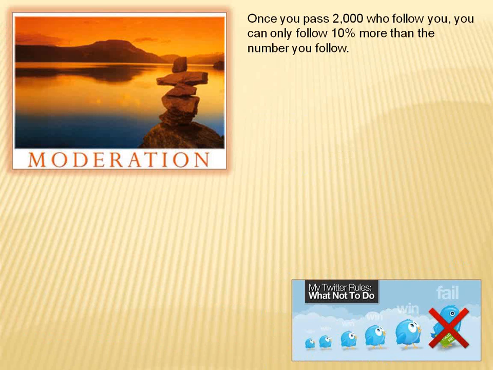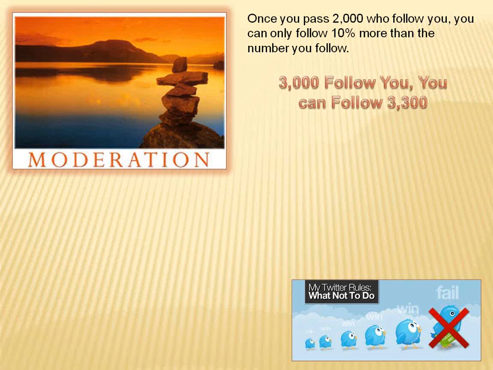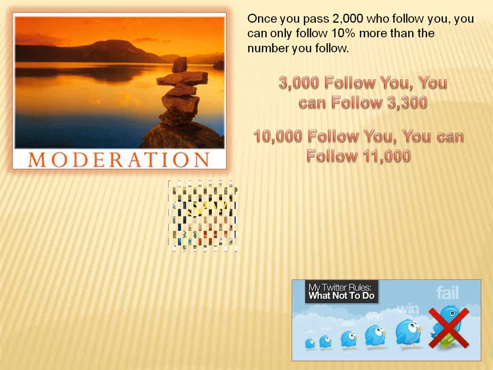Now, a couple of little things. Once you pass 2,000 who follow you, you can only follow 10% more than the number who follow you. So in other words, if you have 3,000 people that follow you, you can follow 3,300. And those 300 over the number that follow you, they may follow you back. Now, when you get up to 10,000 who follow you, you can then follow 10% more, or 11,000. And there's 1,000 people that could feasibly follow you back. That's kind of how you want to build this.